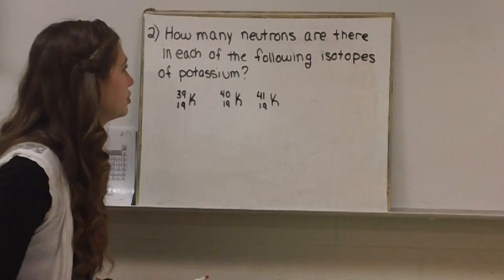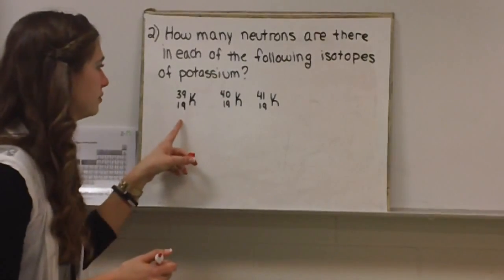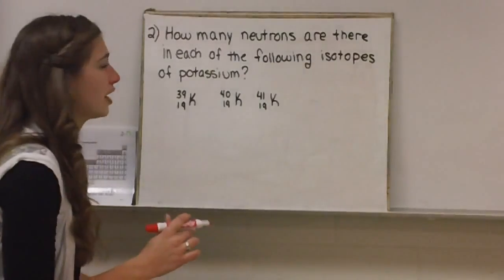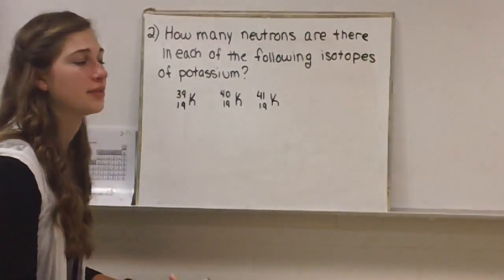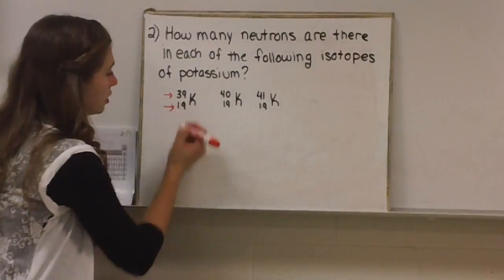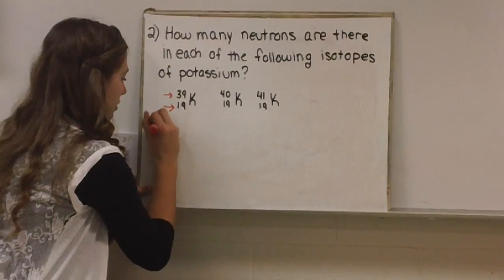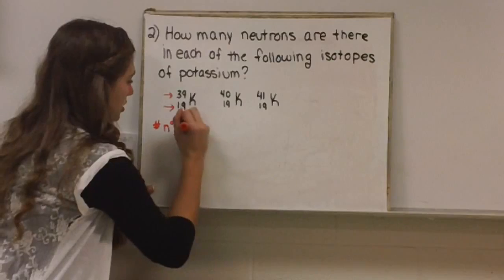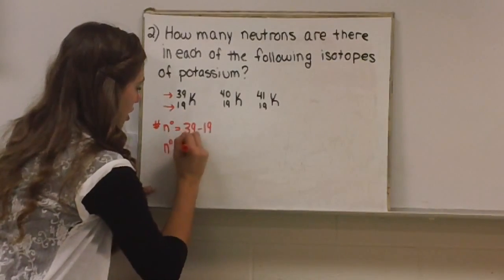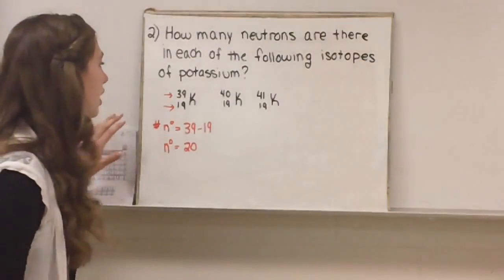Alright, how many neutrons are there in each of the following isotopes of potassium? We'll do the first one. Actually, we'll do all of these together, and the next problem you can try on your own. If you remember, the way we found the number of neutrons was mass number minus atomic number. Top number is mass number, and bottom number is the atomic number. So all we have to do here to find the number of neutrons is 39 minus 19. So the number of neutrons is going to equal 20. That's the amount of neutrons for this isotope of potassium.